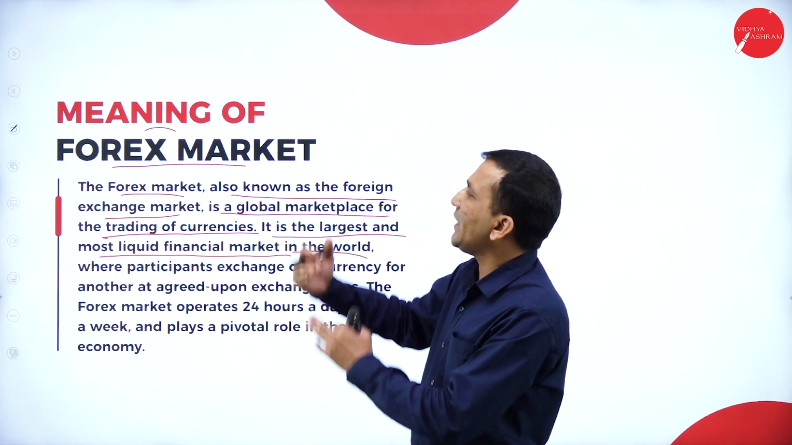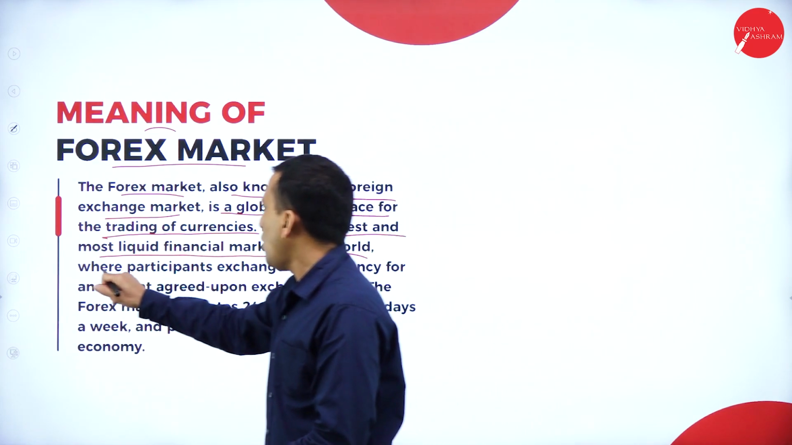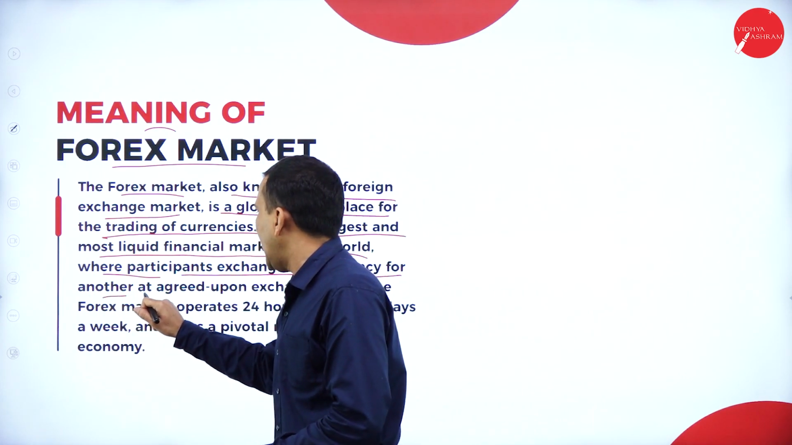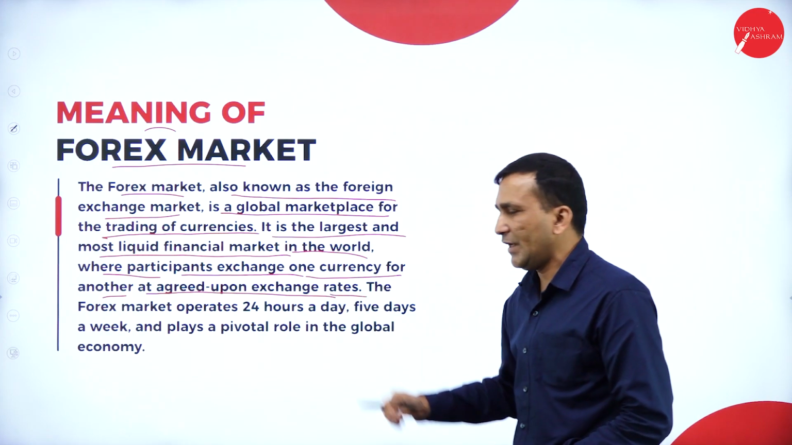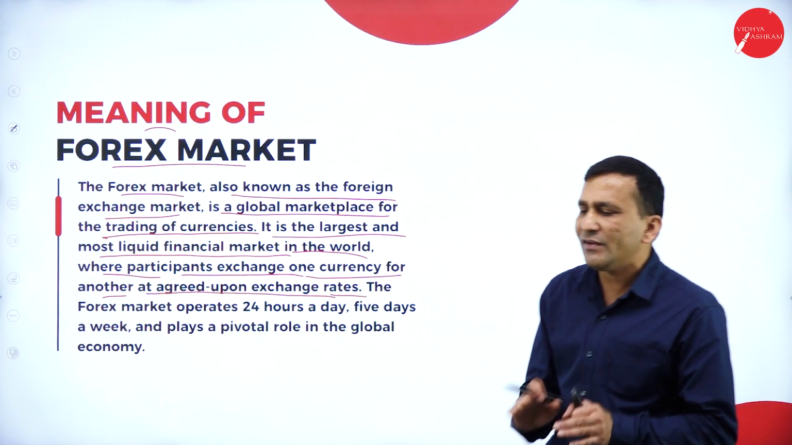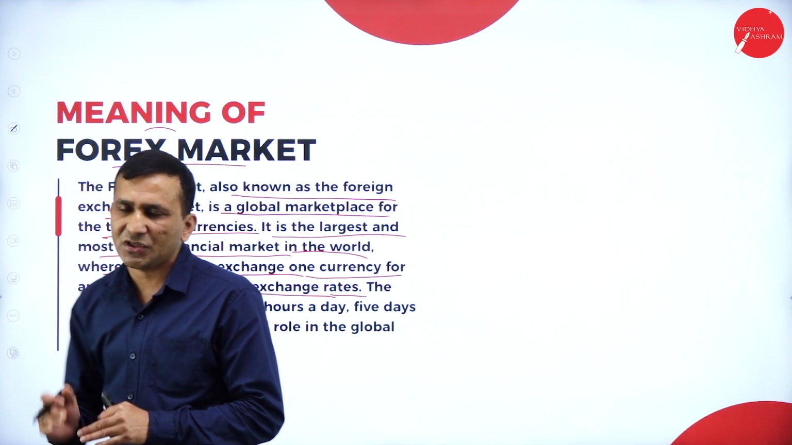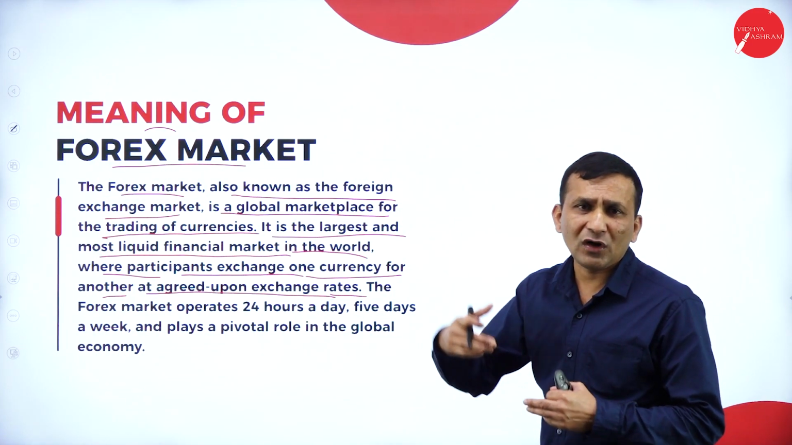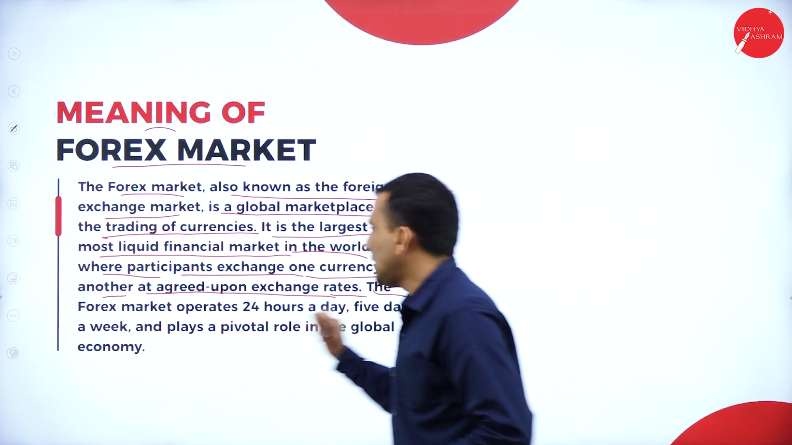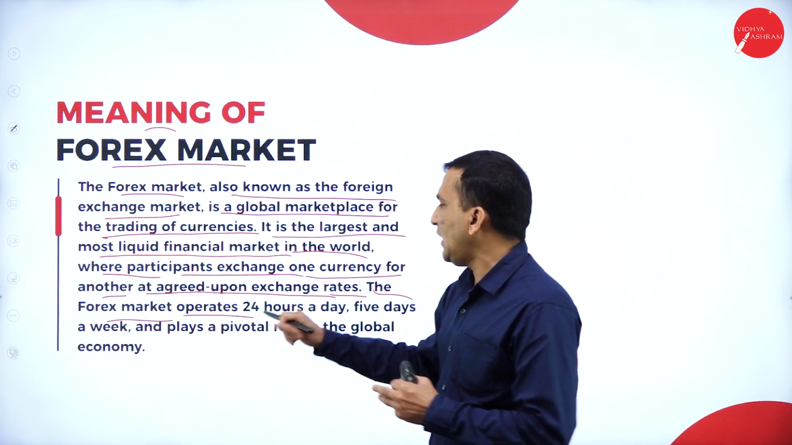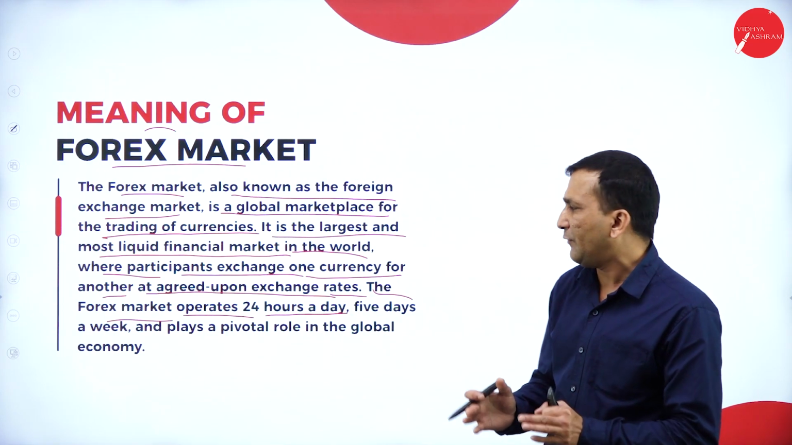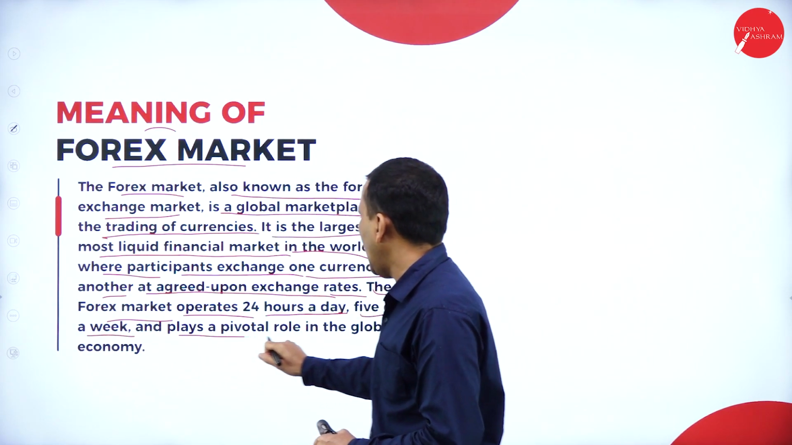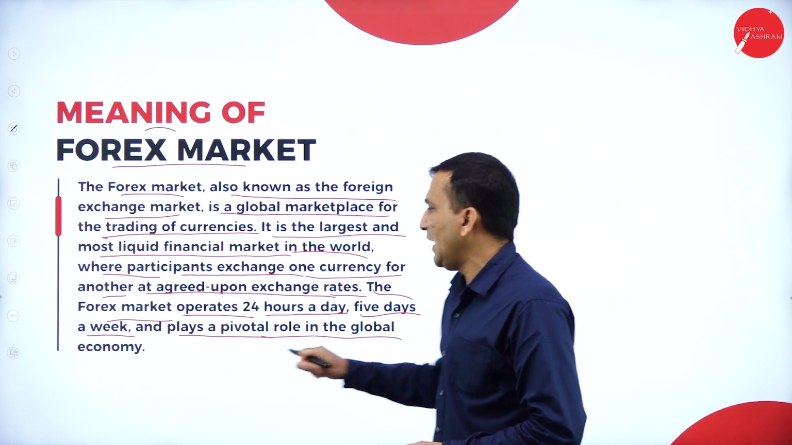We are talking about Forex, which means foreign exchange, where participants exchange one currency for another at an agreed upon exchange rate. The exchange rate is not always constant, it is always fluctuating. What is the reason and effect? You can get more clarity in the coming slides. The Forex market operates 24 hours, 5 days a week, and plays a pivotal role in the global economy.